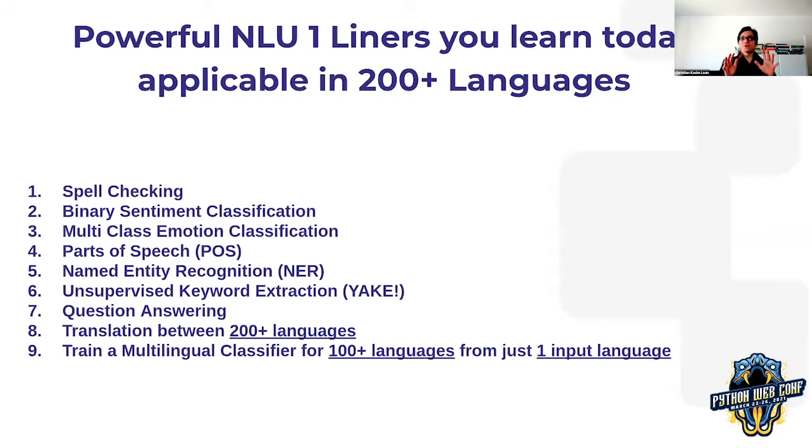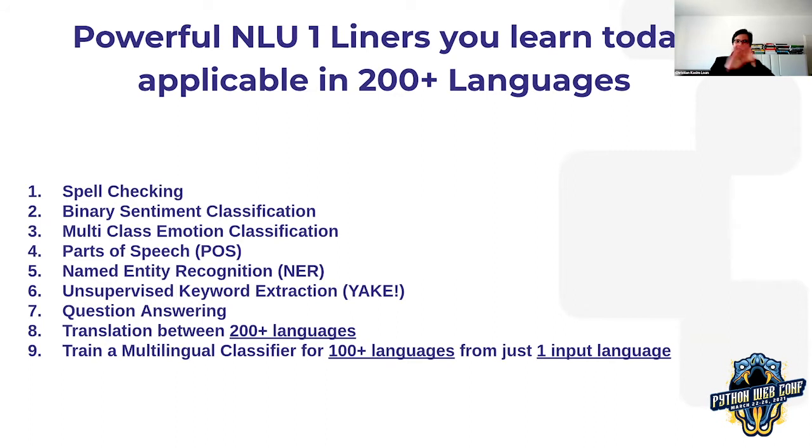So what will we actually learn and do today? Quite a lot of things. We will first start with spell checking in the real life coding demo. Then we do binary sentiment classification, and then multi-class emotion classification, followed by really quick parts of speech, and then extracting named entities, so things with names in your text. And then we get unsupervised keyword extraction, followed by question answering, and then translating.